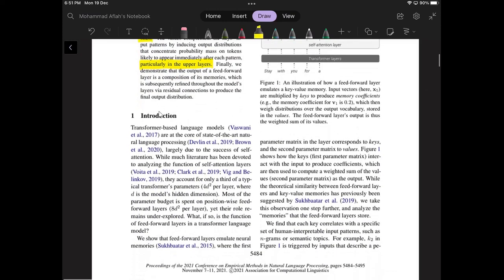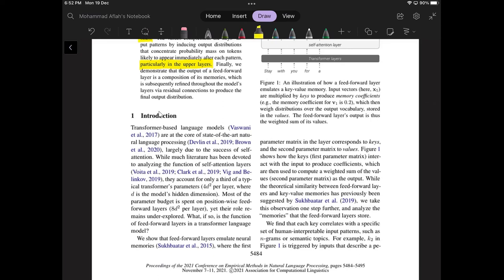So, the introduction. I'm not going to explain all the generic things because I assume you're all familiar with transformers if you're watching this video. Transformer-based language models are at the core of state-of-the-art NLP, largely due to the success of self-attention. While much literature has been devoted to analyzing the function of self-attention layers, they account for only a third of the typical transformer parameters. So you have 4D² per layer, where D is the model's hidden dimension. D² because you have attention between every token and every other token. Most of the parameter budget is spent on point-wise feed-forward layers, which are 8D² per layer. Yet their role remains underexplored.